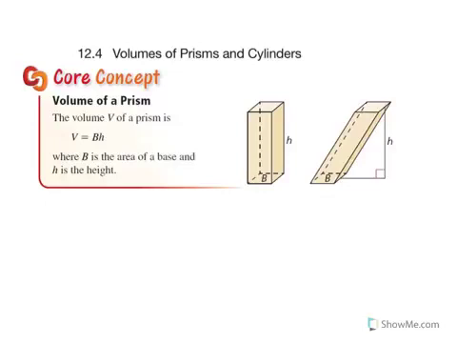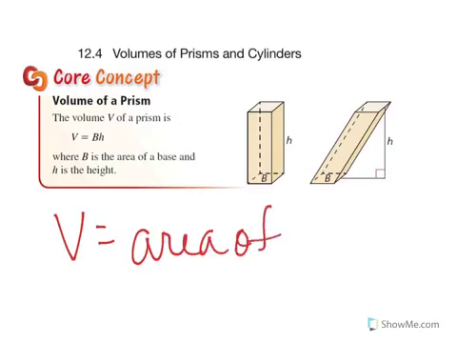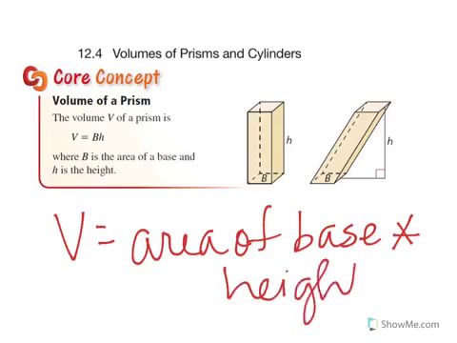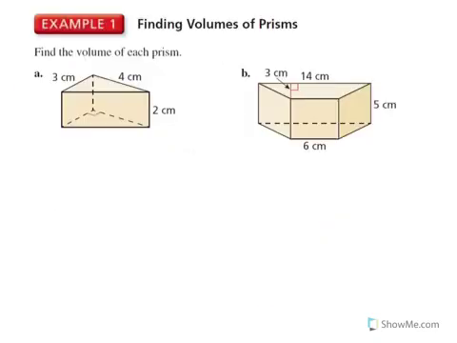Today we're working on 12.4, which is volumes of prisms and cylinders. Okay, the volume of a prism formula is big B, which is the area of the base, times the height. So basically for the volume, we're doing the area of base times the height of the prism. Let's do some examples.